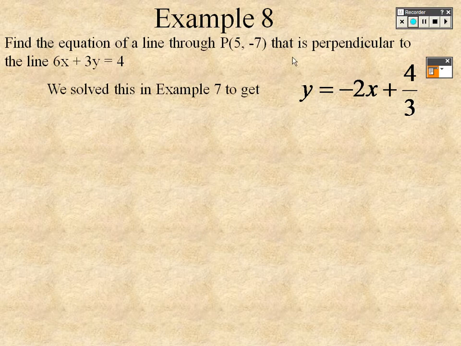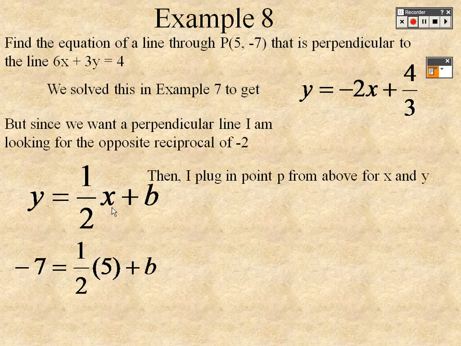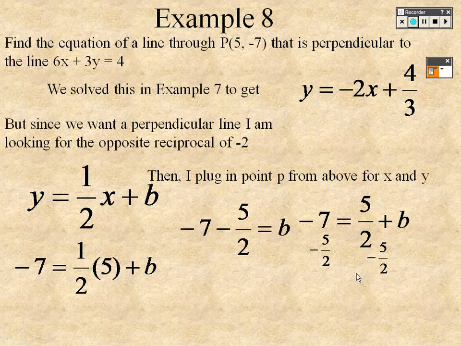So the perpendicular line's slope is the opposite reciprocal. So opposite would be positive, reciprocal would be 1/2. So it would be 1/2 x plus b. Take this point and plug it in. So that is a 5, that is a negative 7. So 1/2 times 5 is 5/2. I subtract 5/2 from both sides.